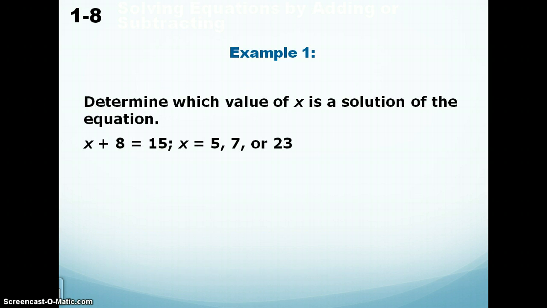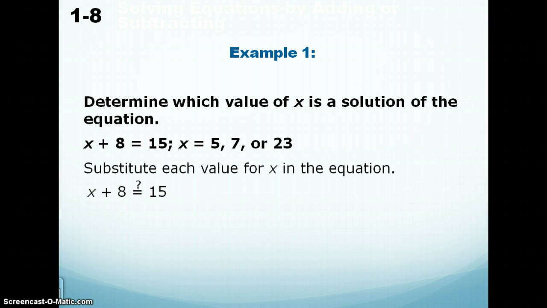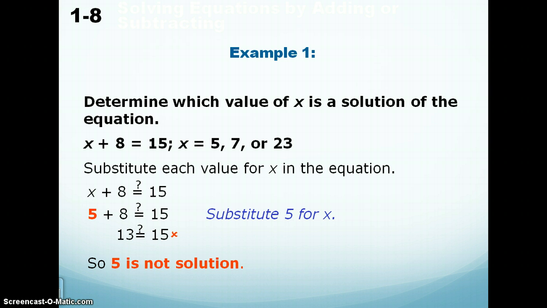Today our focus is on adding and subtracting. First, let's see if we can determine which value of x is a solution of the equation. Remember, a solution is what makes the equation true. So we have the equation x plus 8 equals 15, and the options of x equals 5, 7, or 23. Let's check them all. If we substitute 5 in for x, we get 5 plus 8, which gives us a total of 13. That is not the solution we were looking for, so x equals 5 is not a solution.